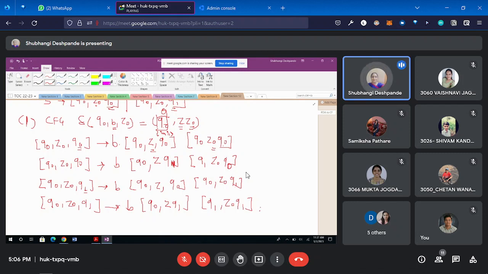Here it has been written (Q', Z0, Q''), which derives A in that (Q1, Z1, Q2), then (Q2, Z2, Q3), (Q3, Z3, Q4), (Q4, Z4, Z5), like that up to (QM, ZM, Q''). So this way you can convert each and every PDA rule into a production rule.